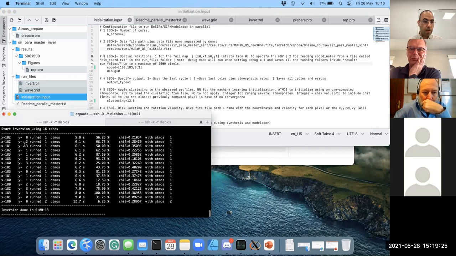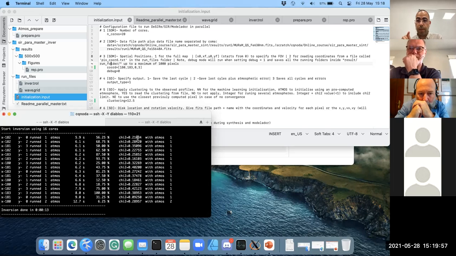The idea is that the code will always print the location of the pixel, so X and Y. It will tell you how many atmospheres it used for running, and it's saying that it ran 1 atmosphere. This is the time that it took for running. This is the pixel location with respect to the full map that you asked for inverting. In this case it's only 16 pixels, so this one was located in that position. It's giving you the chi-square value.